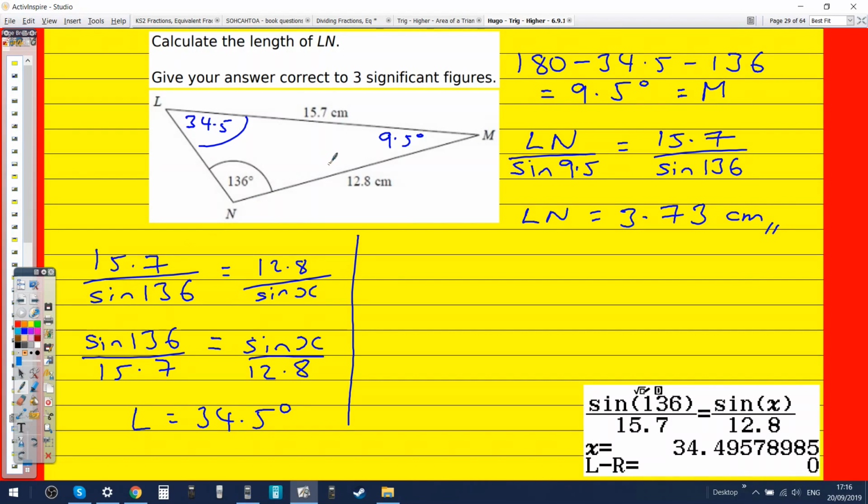5 marker. So this one used both. I like this question. You had to do the sine rule with the angle on top, and then you had to do the sine rule with the side on top. Yes, and yeah, okay. Any questions there?